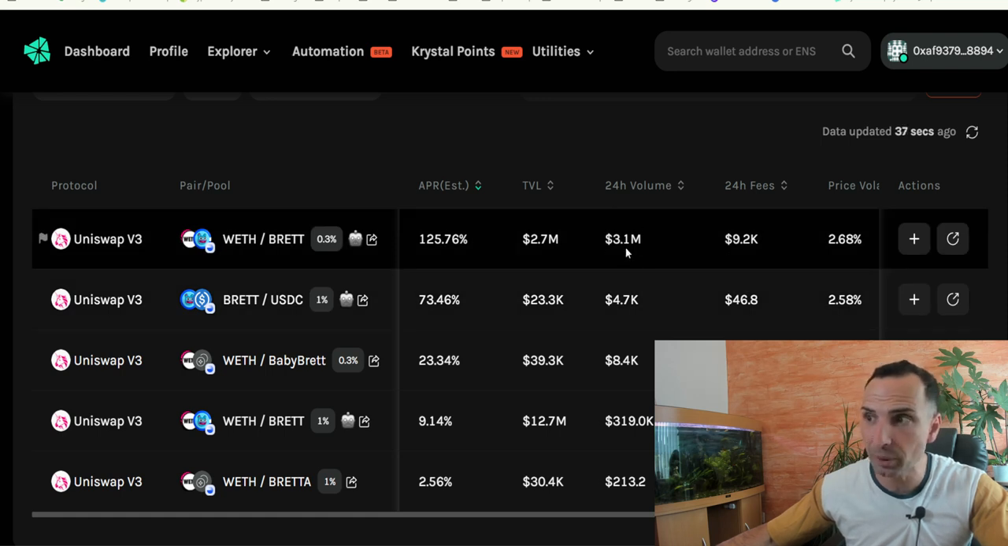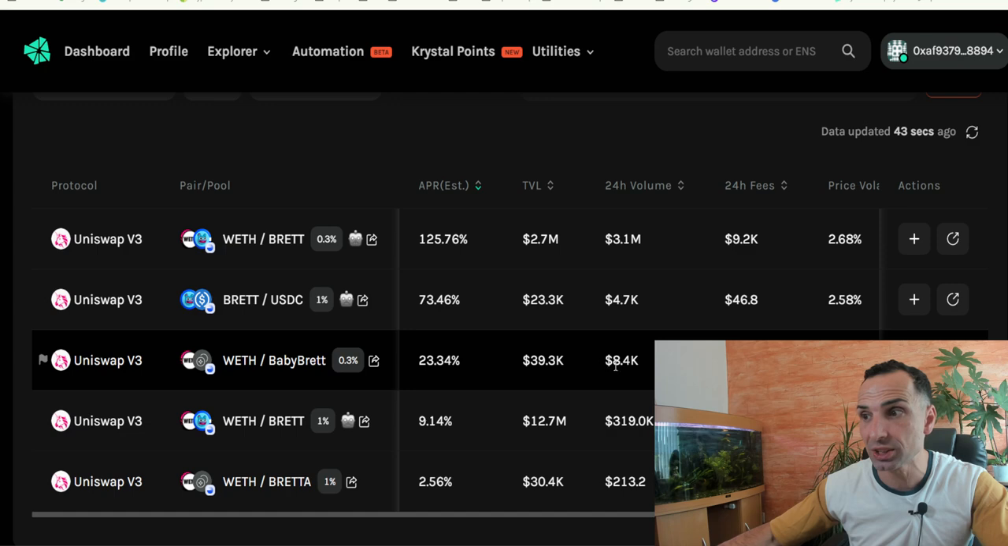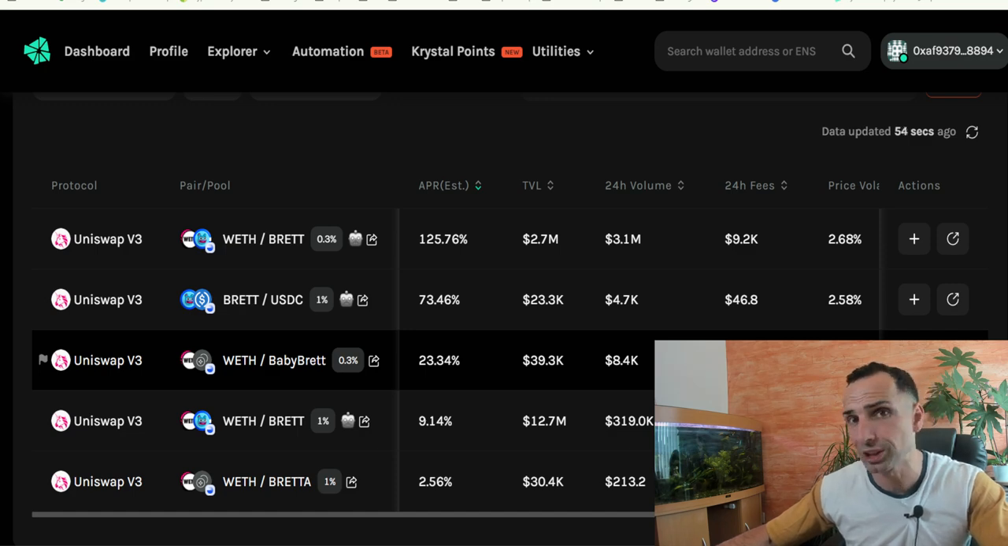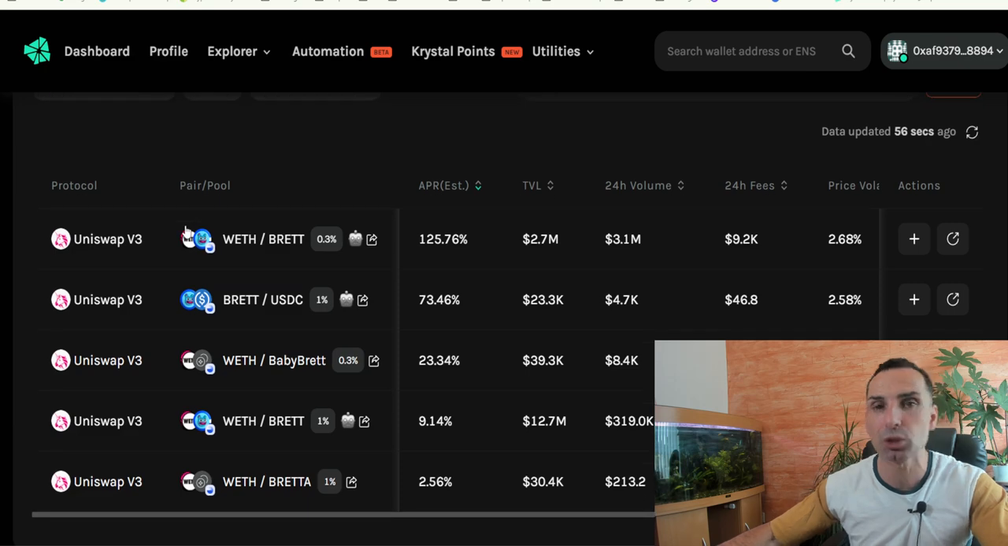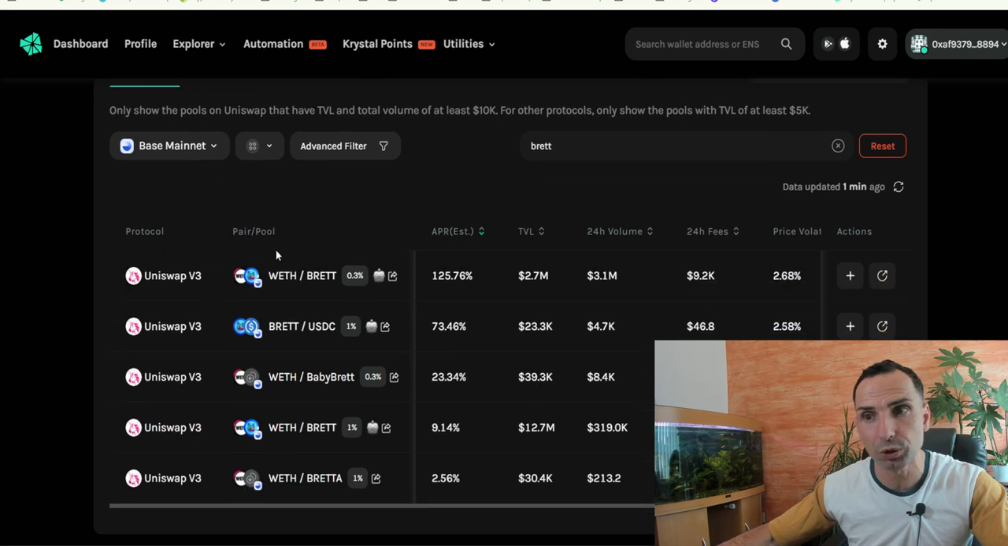This number needs to be equal or bigger than this number, which is a good sign to get in. If this number right here is only 8,000 trading volume, but you see 39,000 liquidity, that means they only earn 25% fee. So be careful when you're choosing the pool. That's why I like Krystal, because they give you a lot. It's a great tool to help you understand what you're doing.